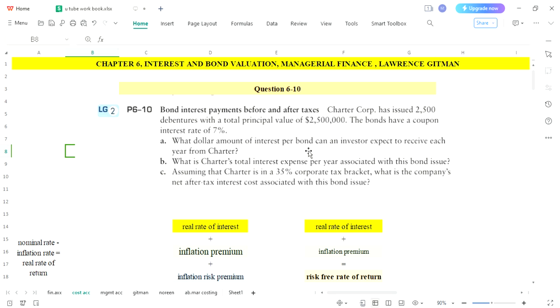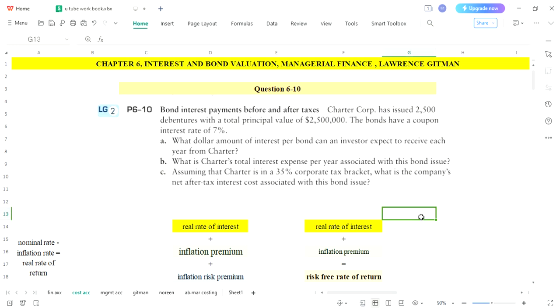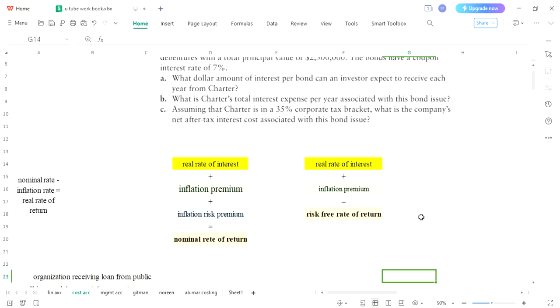What dollar amount of interest per bond? Please underline it. Interest per bond we need. So for that purpose, per bond means per debenture. Debenture and bond is one of the same thing. So we need to know what is the price of per bond. Look, these 2500 are number of debentures or number of bond, and total amount you have received from 2500 debenture is 25 lakh. So you want to know what is the price of single bond. That means per unit price.